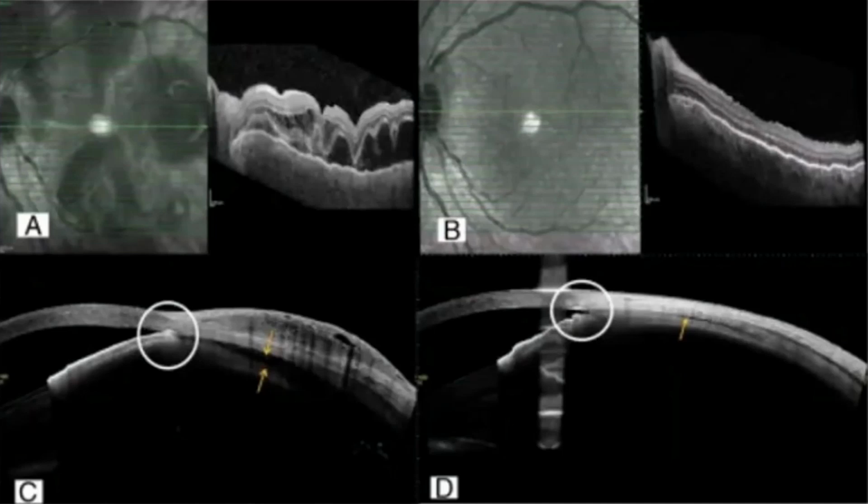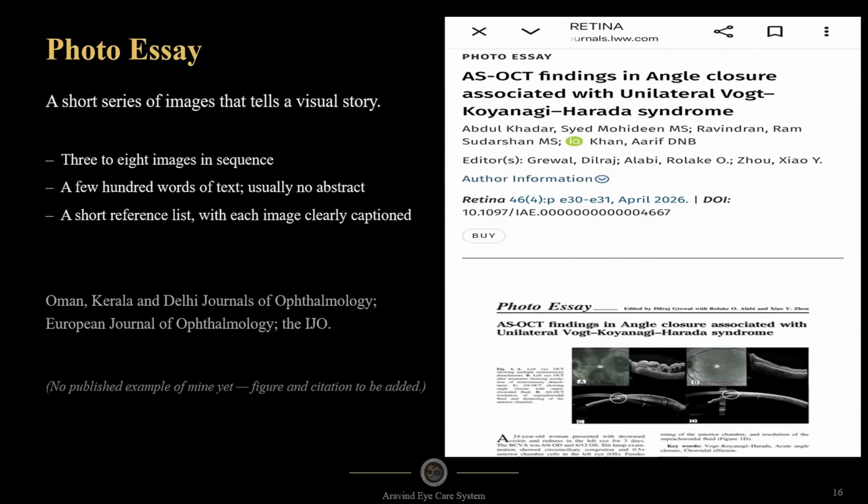Uveal effusion in turn can sometimes cause an angle closure. So this patient underwent 1 injection of IVMP and the next day, the angles opened up. You see here, the angles are closed. Here, this is an ASOCT image. Here, the angles are closed. And here, after the IVMP, the angles have opened up. The IOP also dropped to 12. And here, I never used any clinical image. I just used the investigative OCT pictures alone and got published as a photo essay in Retina.